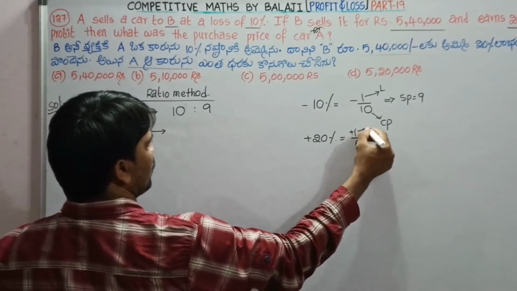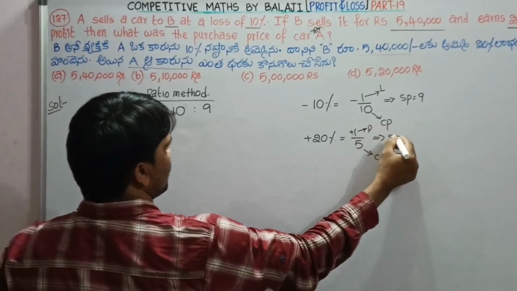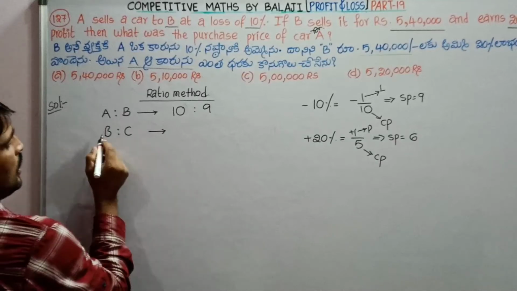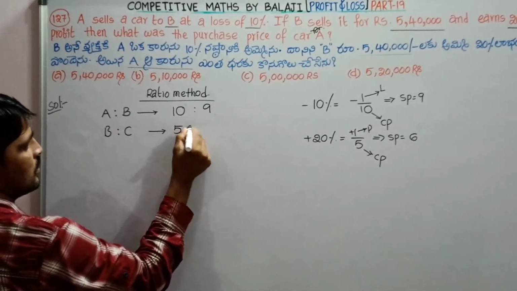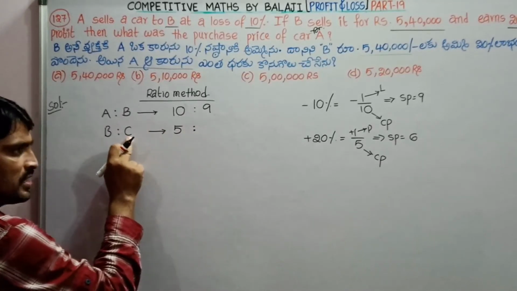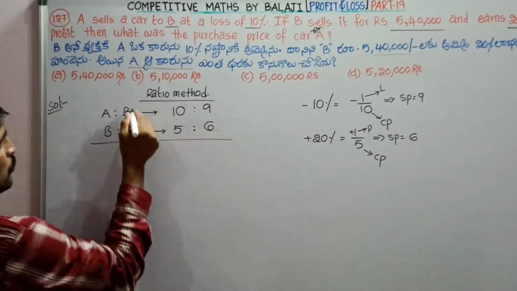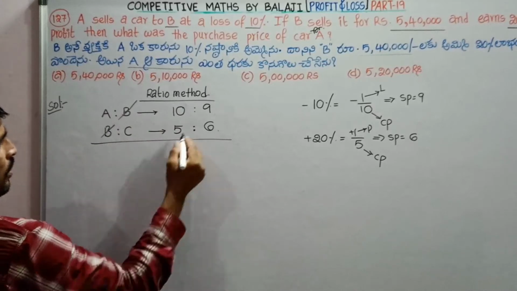There is a profit of 1 unit. In this case, selling price is 6 units, 5 plus 1, 6 units. That is, cost price for B is 5 units, which is the cost price for C or selling price of B is 6 units. So B gets cancelled.